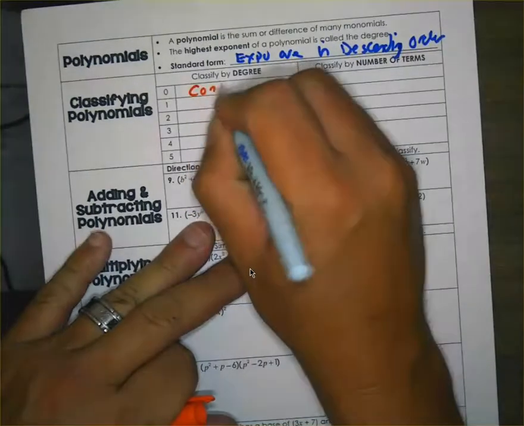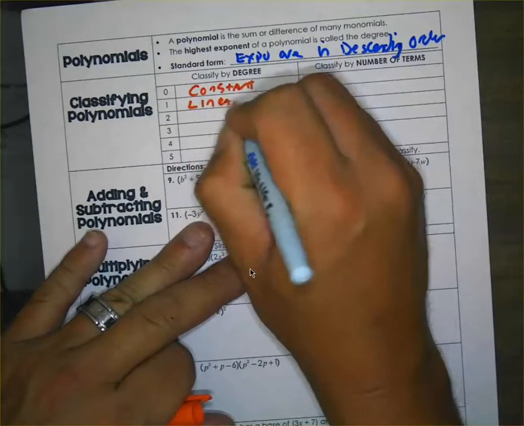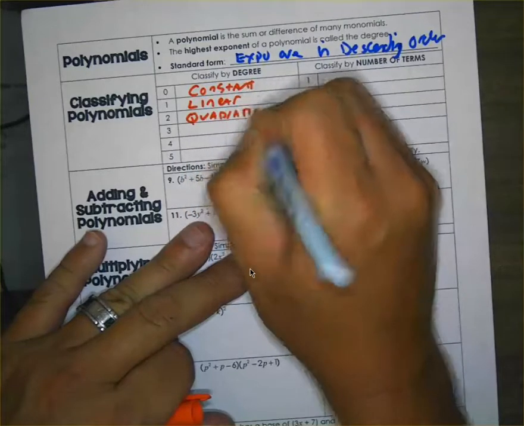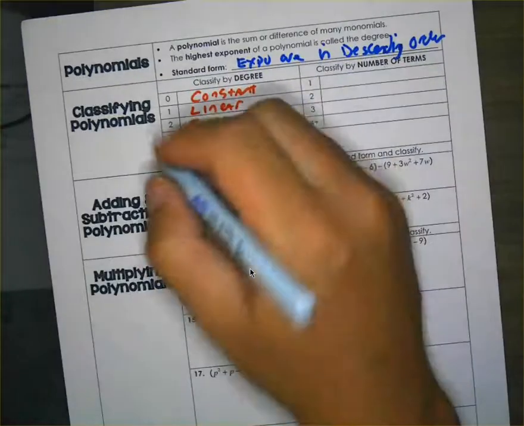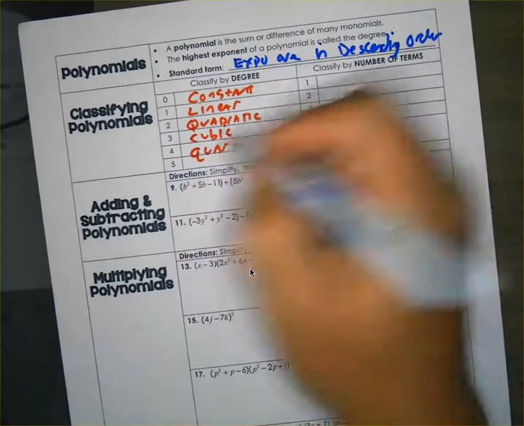A degree of 0 is a constant, like the number 1. First degree is linear, second degree is quadratic, third degree is cubic, fourth degree is quartic, like 4 quarts, quartic.